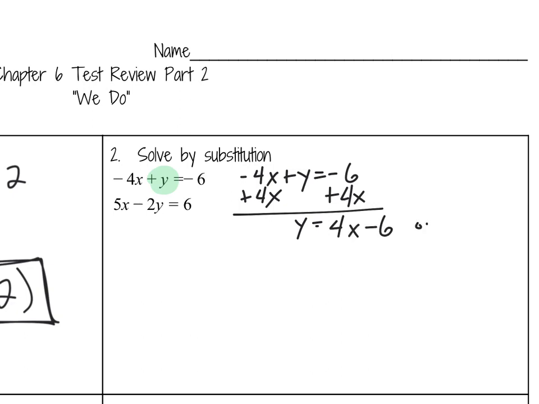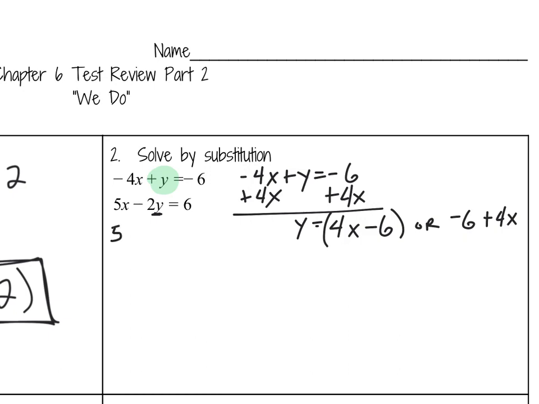You are, of course, welcome to write negative 6 plus 4x. It doesn't matter which way you write that. I just like to have my x value first. Then we will take that 4x minus 6, go into the second equation. You have to go into the second equation. You cannot go back to the equation you just used. And I will replace that y with what it's equal to, which is the 4x minus 6.